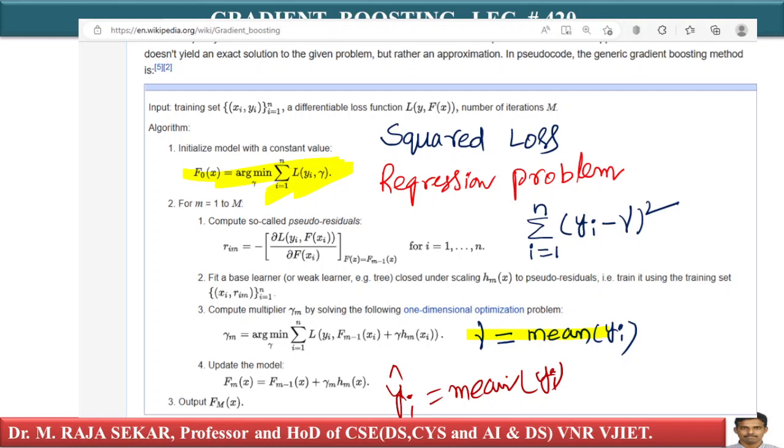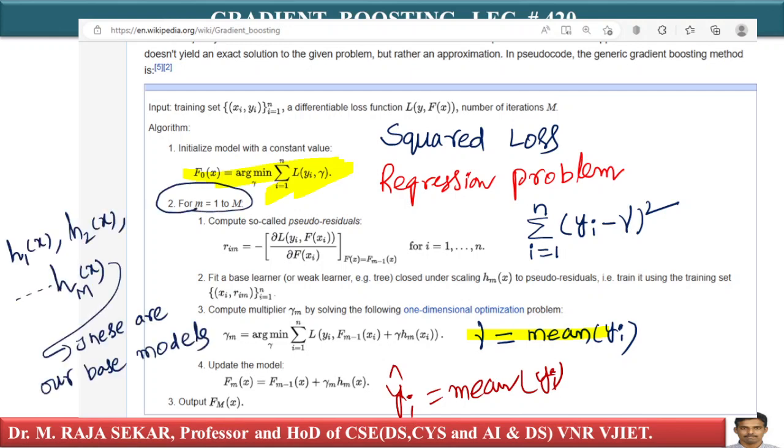This is in step 2. You will learn all the models here, from small m equal to 1 to capital M. Just see here, what does it mean? What is your hm of x? If I keep m equal to 1, h1 of x, h2 of x, and so on. What is the maximum value of small m? Capital M. Therefore, you will get hm of x.